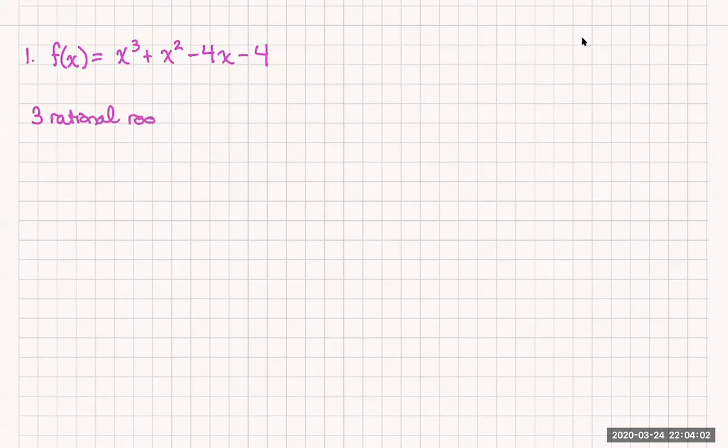roots, or 1 rational and 2 irrational, or I expect 1 rational and 2 imaginary.